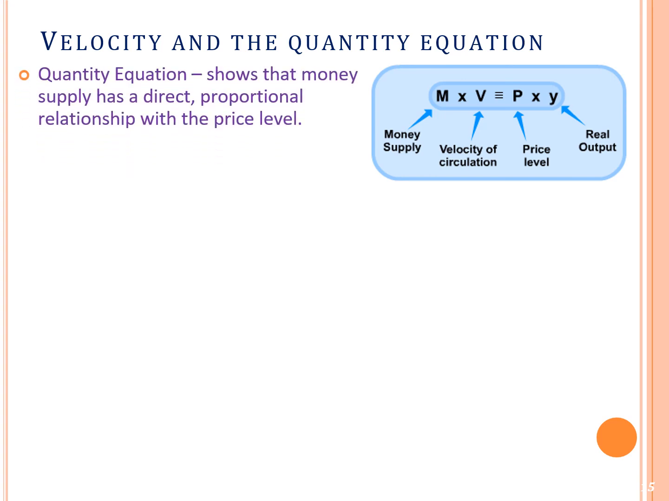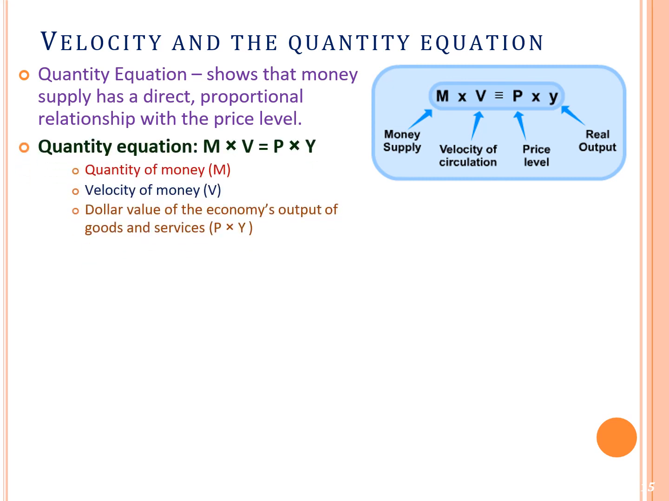The quantity equation shows that the money supply has a direct proportional relationship with the price level. In other words, this proves that idea of quantity theory inflation that we talked about in the last unit, the idea that if we put too much money in circulation, it's going to lead to runaway inflation. Think of what happened with Zimbabwe and those billion and trillion dollar bills. So the quantity equation is basically what you see here in this little blue box.